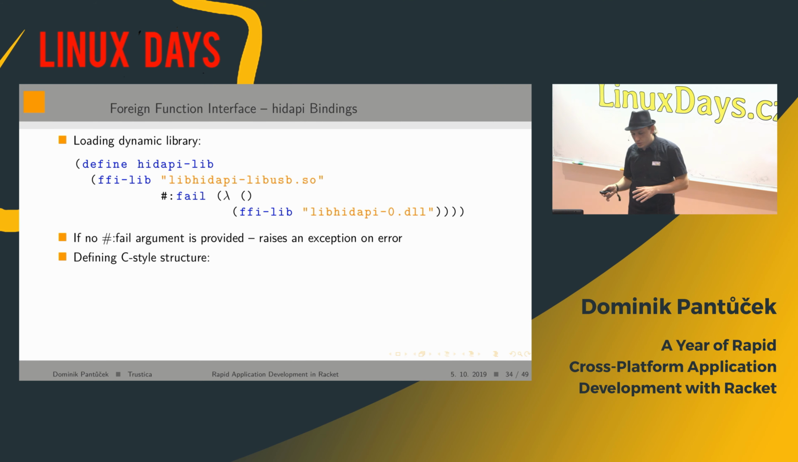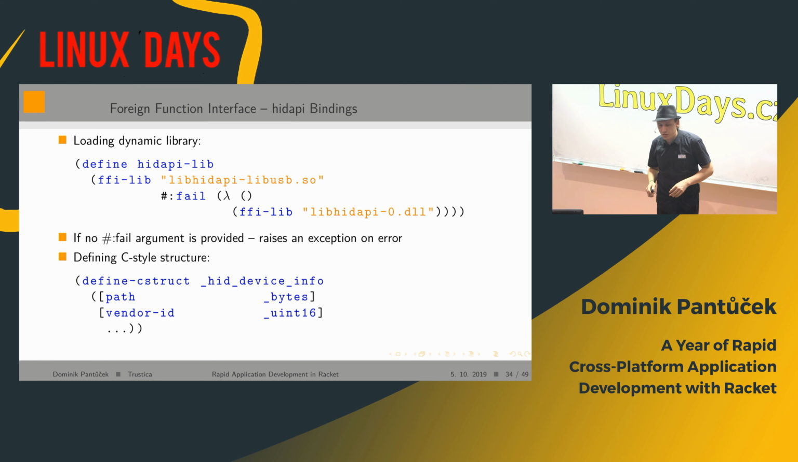Now, if you want to use some structures in the code, you must define a C-style structure. There's define-cstruct for that. That's why we required that ffi/unsafe/define. You just say how you want to name things and what type it should be. There are underscores everywhere. That's to let you know that you are working with C code. This is for some HID device information, just the beginning.